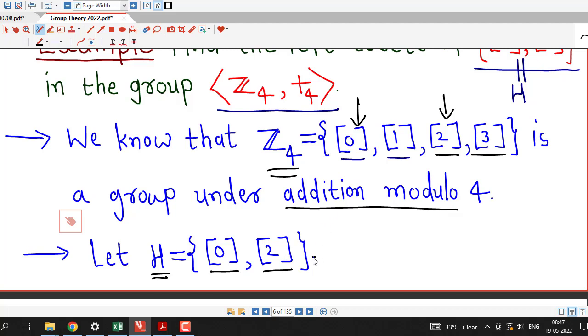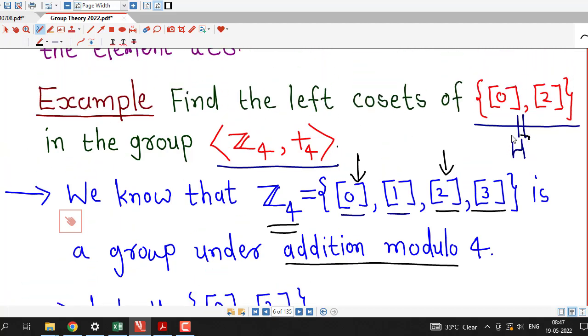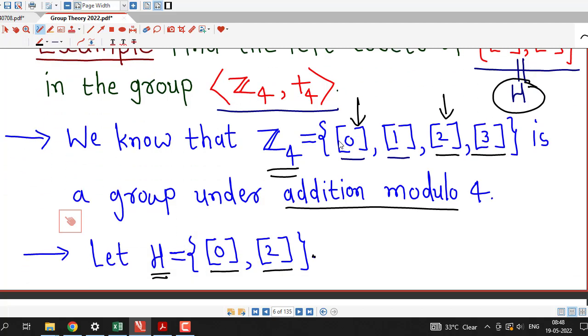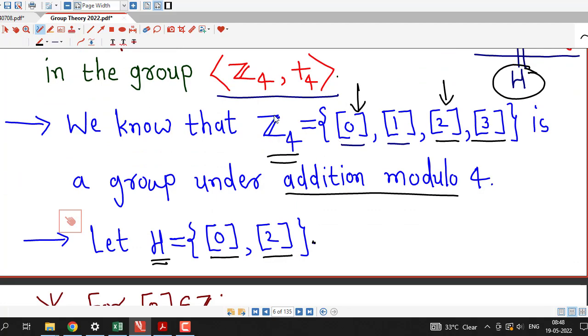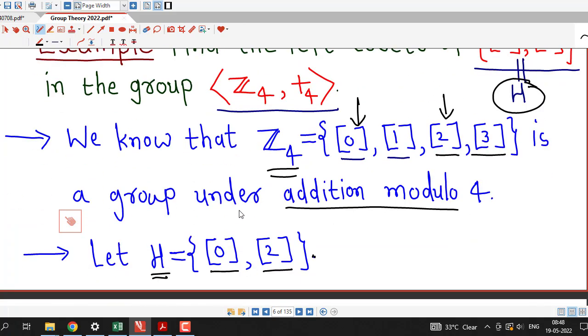We should assume that, because they have asked to find out left cosets of this set, it must be a subgroup of the given group. So here H is a subgroup of Z4 under addition modulo 4, and we are asked to find out left cosets of this subgroup H under this operation addition modulo 4. So we will use the definition.